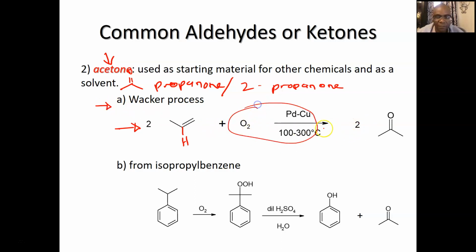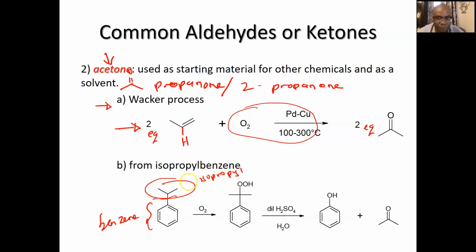It's just oxidation. You're adding an oxygen. So again, 2 equivalents of propene converted to 2 equivalents of propanol. You can also make it from isopropylbenzene. Remember, this group is isopropyl, and the bottom part is a benzene, of course.